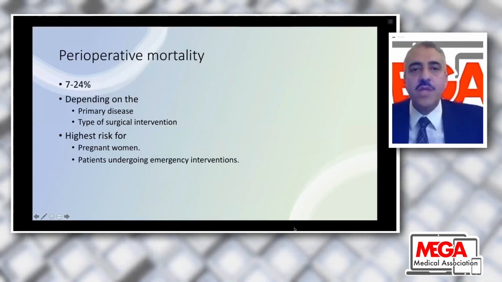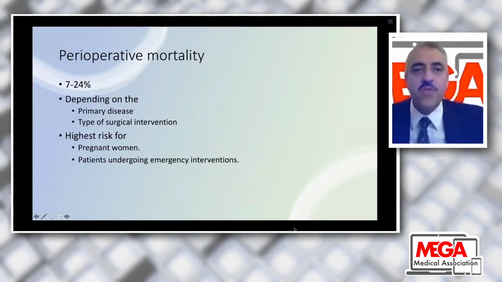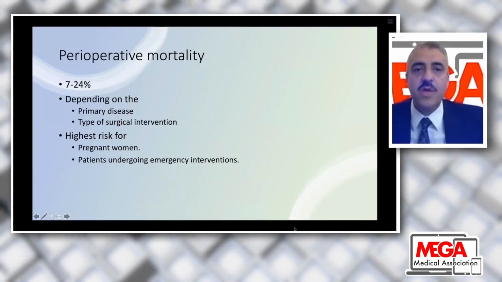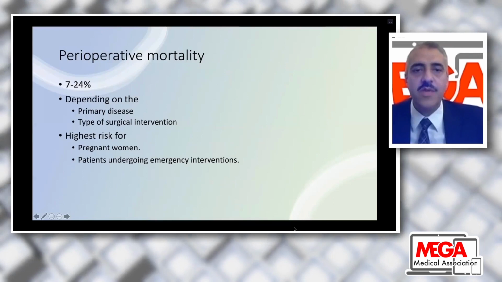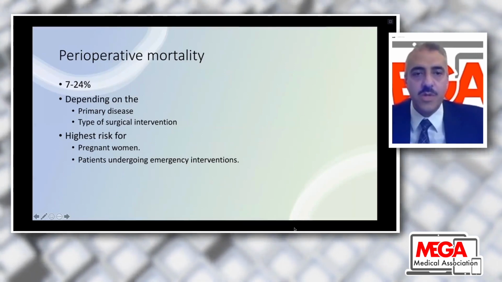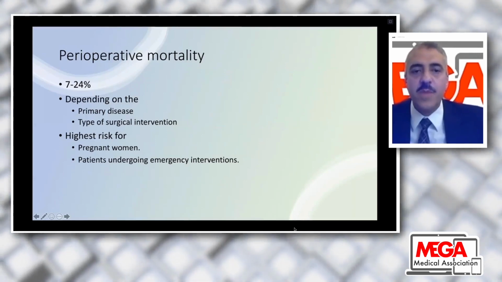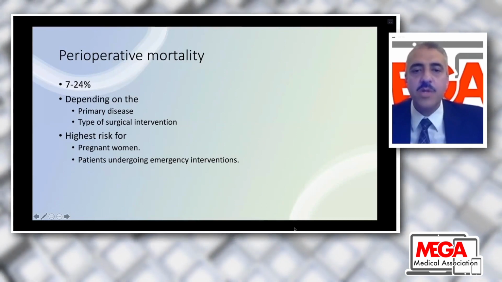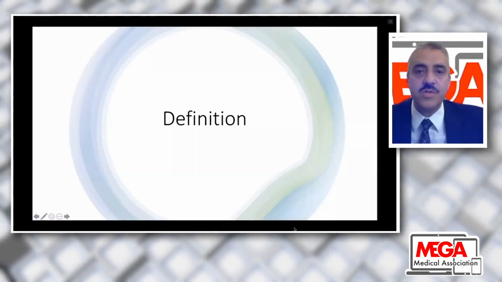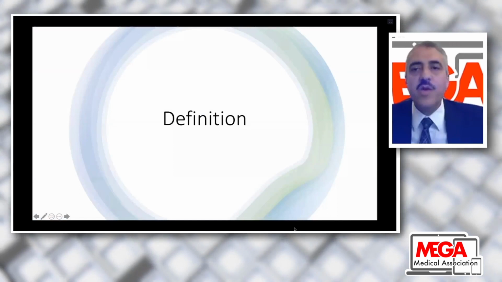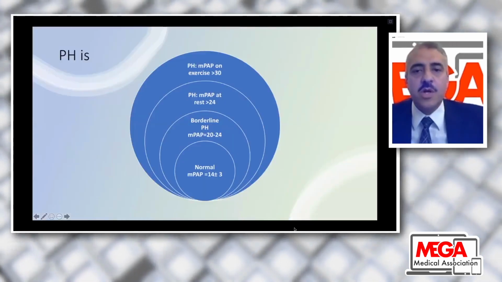The overall perioperative mortality is between 7 and 24%, and this depends on the primary disease of the patient and the type of surgical intervention done, with the highest risk for pregnant women and patients undergoing emergency interventions. We need to define what pulmonary hypertension is.